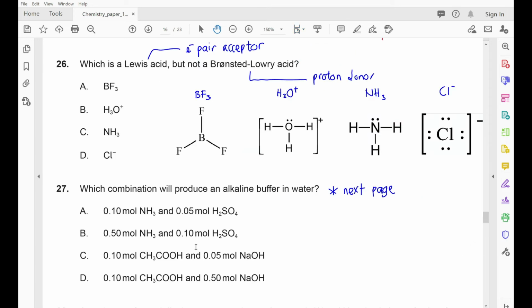Question 26. Which is a Lewis acid, which is an electron pair acceptor, but not a Bronsted-Lowry acid, which is a proton donor? I've included all the images here.